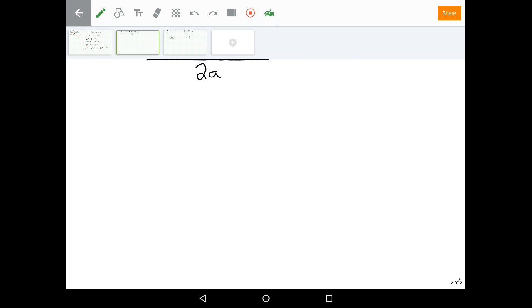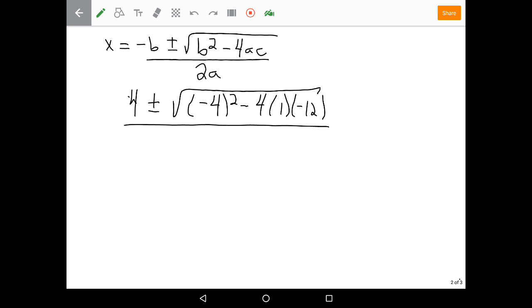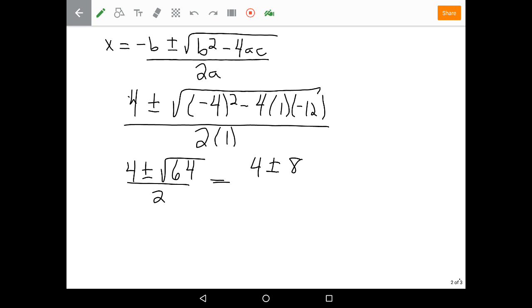So now I'm going to go ahead and plug those values into my quadratic formula. So when I simplify what's underneath the square root, I get 64. So that's going to give me 4 plus or minus 8 over 2. So I get two answers from that.